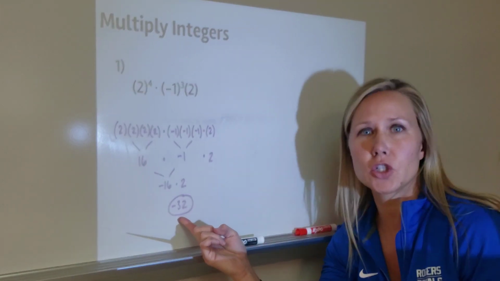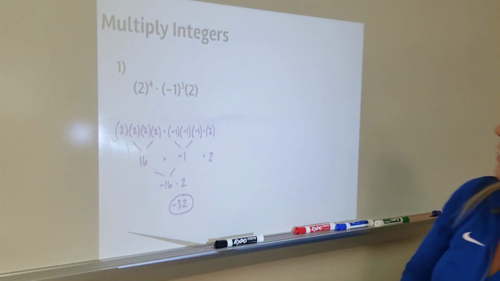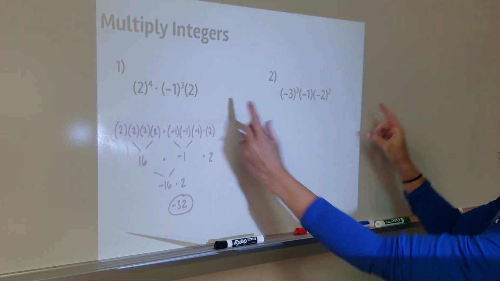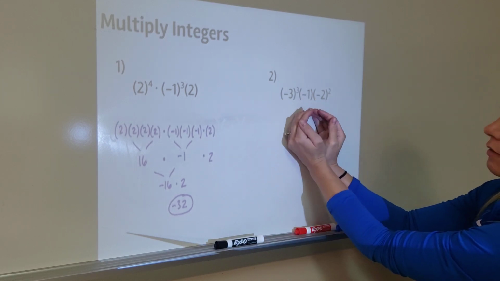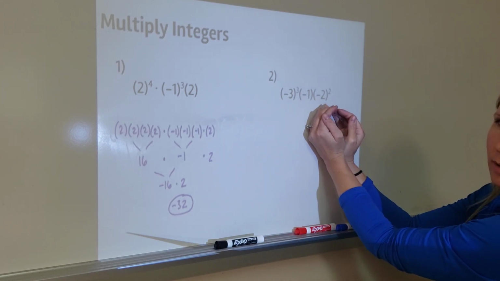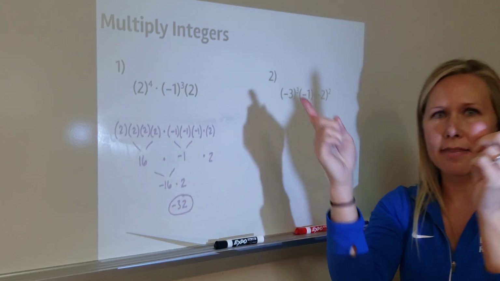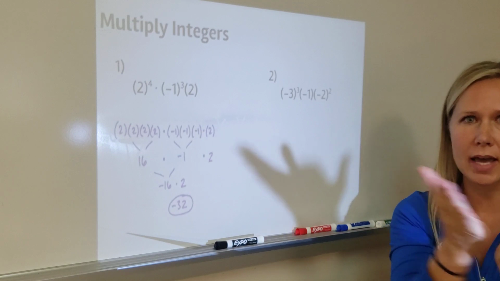Did you get negative 32? Yes, cool. Let's try this one. Again, copy it down and then expand it out. Negative 3 times negative 3 times negative 3 times negative 1 times negative 2 times negative 2. Put them all in parentheses like you did here and then gather them up. Multiply 2 at a time, okay?